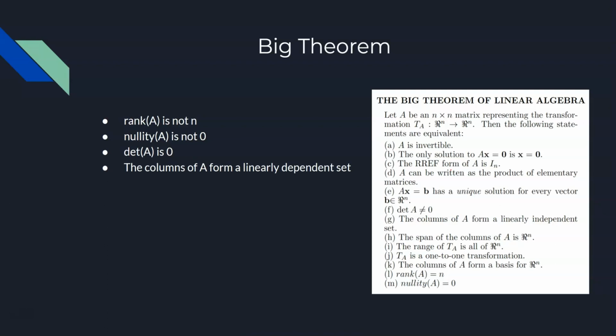And the next statement is that the nullity of the matrix is not 0. And I know this because rank plus nullity equals the number of columns or rows. And because my rank is 3, that means that the nullity must be 2, because 3 plus 2 equals 5. Next, the determinant of my matrix is 0. And lastly, the columns of A form a linearly dependent set. All of these statements are known because the big theorem of linear algebra says that if A is not invertible, then that means that these statements must be true.